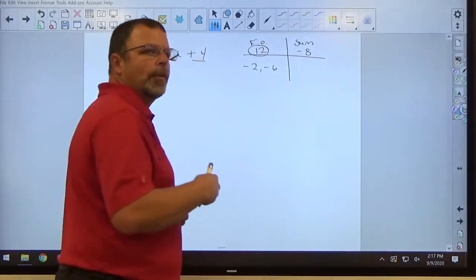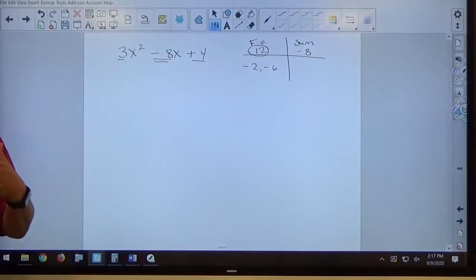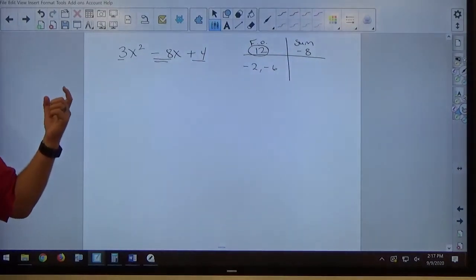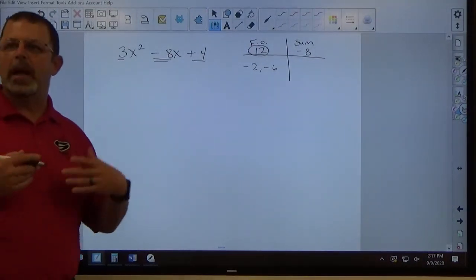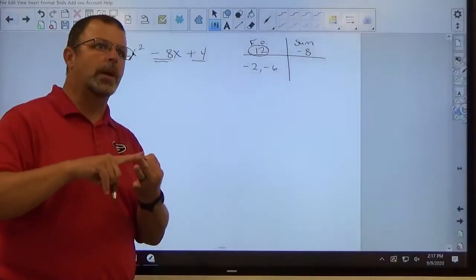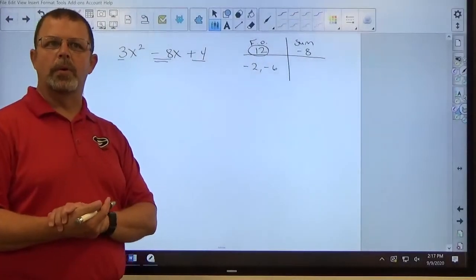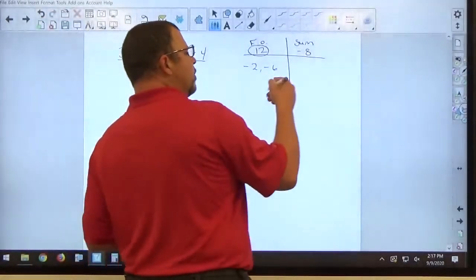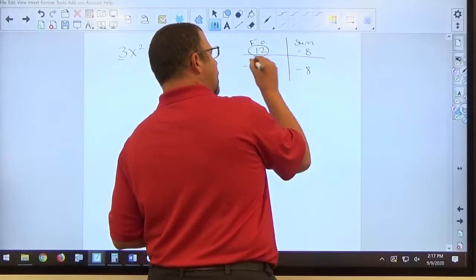So again, hopefully that's where you're going to be when you get to doing these. You're not going to make the whole list of numbers every time. You're going to find the right pair right off the bat, and then you're ready to go. If you can't find it right off the bat, try 1 times 12, 2 times 6, 3 times 4. Start listing every way to do it, and then you'll find it. Negative 2 plus negative 6 is negative 8, and there's our correct pair of numbers.